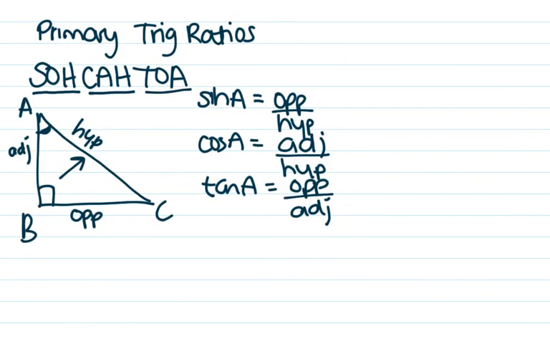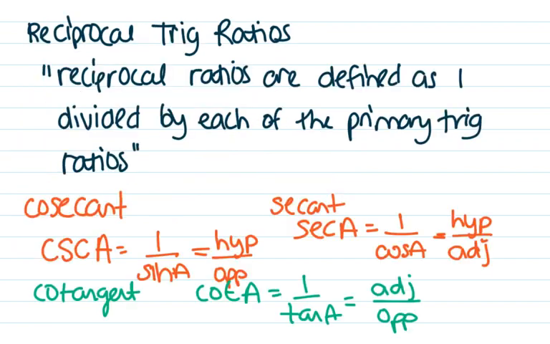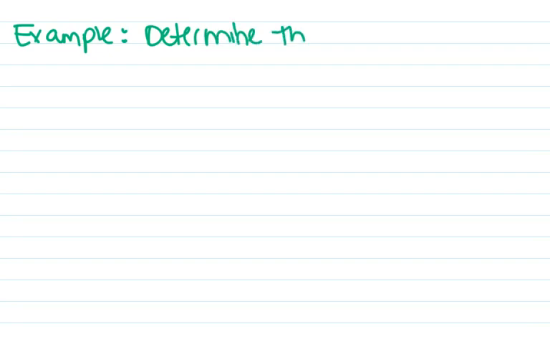These ones back here are the primary trig ratios, and altogether we say that these are the 6 trig ratios. All right, so now we're going to do an example and practice using these. So, example, determine the 6 trig ratios for the following triangle for angle A.